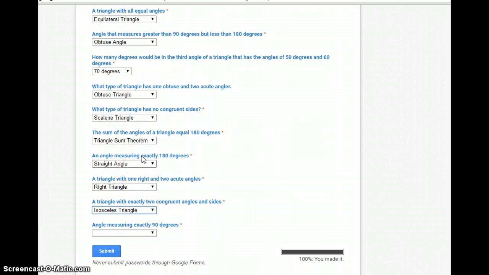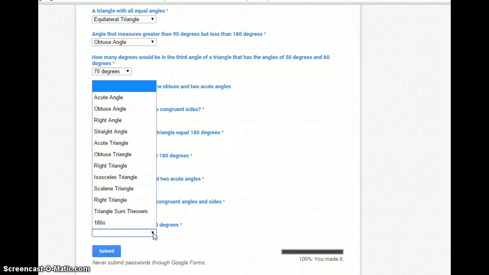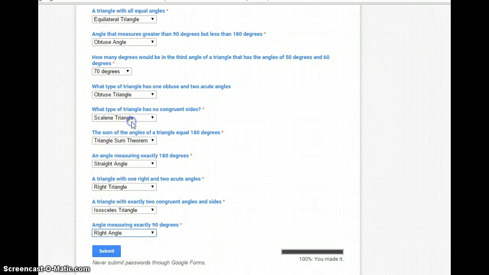And the last one, an angle measuring exactly 90 degrees. Well, you all know this one is a right angle, but some people chose right triangle. So be careful with your selections. All right, let's try the second one. Go for it.